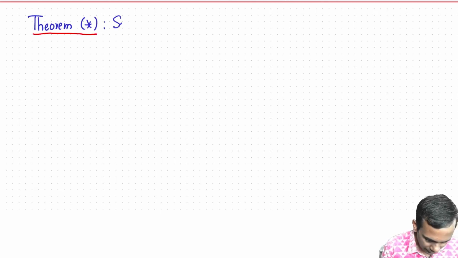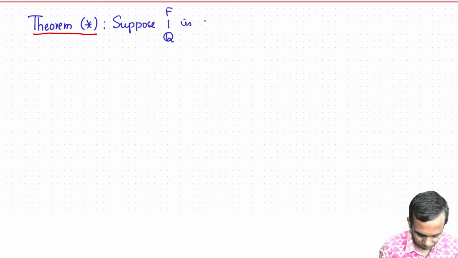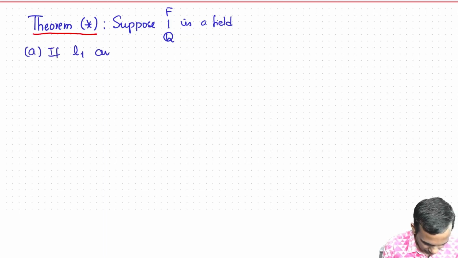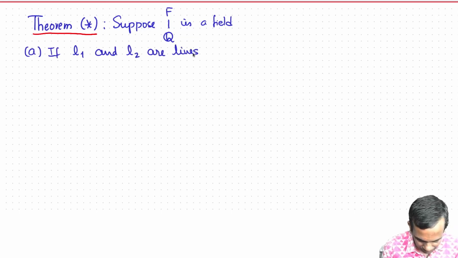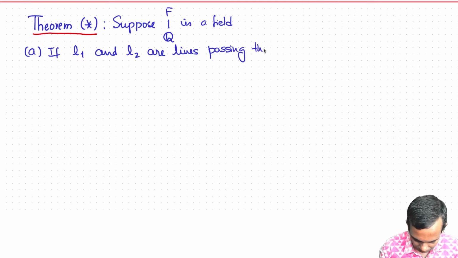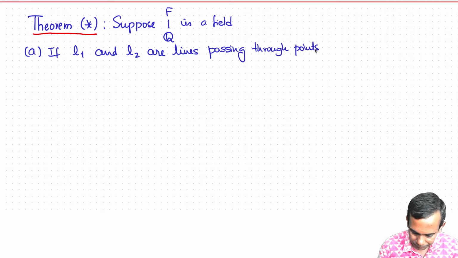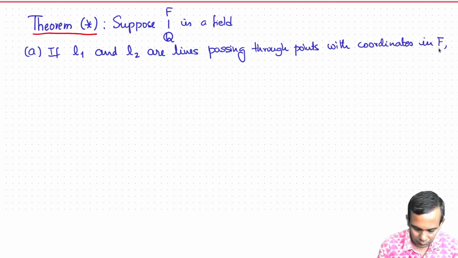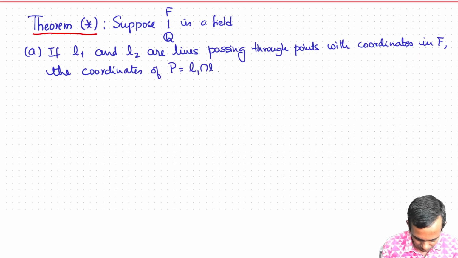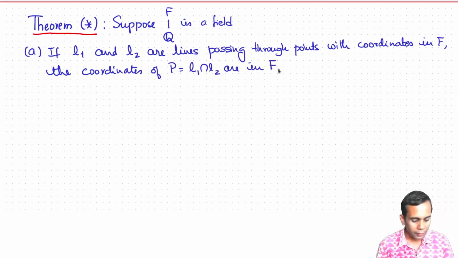The theorem says that suppose I have a field extension F over Q, F is a field. Now we look at three cases. A: if L1 and L2 are lines passing through points with coordinates in F, then the coordinates of L1 intersection L2 are in F. You don't even need to go to an extension.